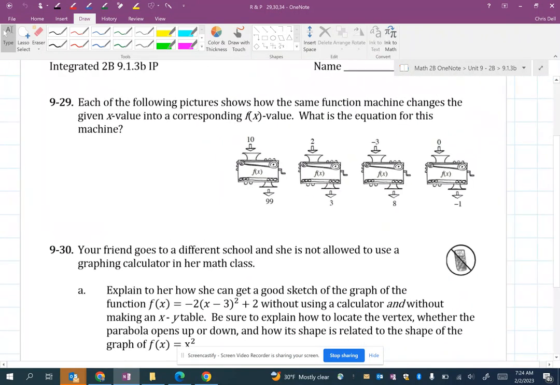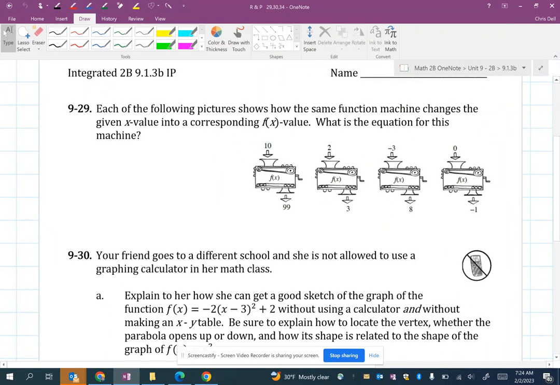Hey, we are looking at a problem that has us determining what the function is given some inputs and outputs. So this is a problem I'm taking from CPM, Integrated Math 2, section 9.1.3, number 9-29. It says, each of the following pictures shows how the same function machine changes the given x into a corresponding f of x value.